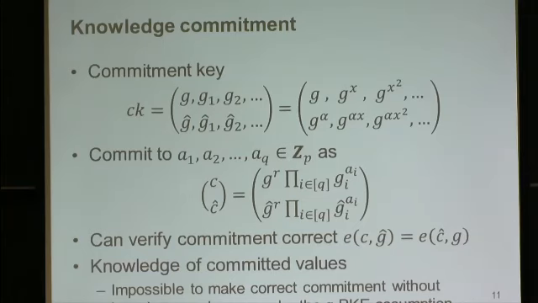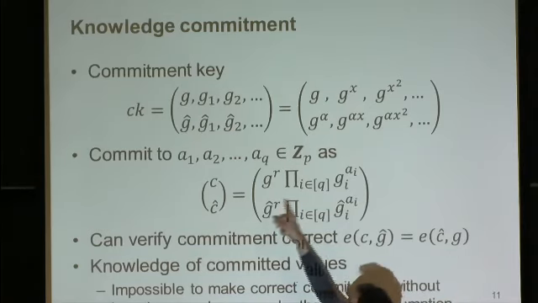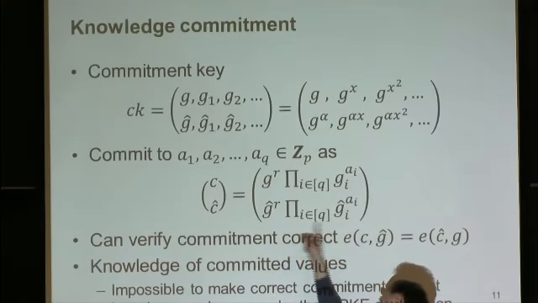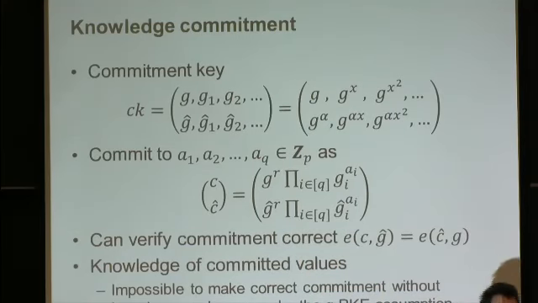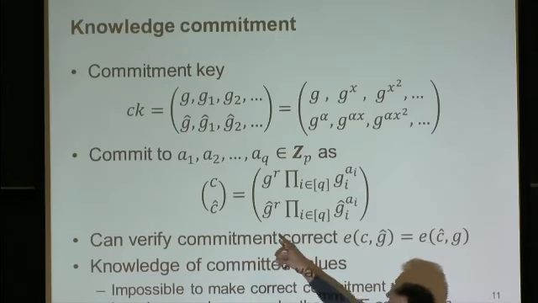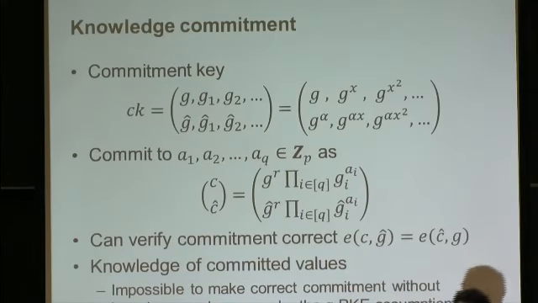So actually what we'll be working with are knowledge commitments. I'll extend the commitment key to also have these g hat values, which are the g's raised to alpha. And what we'll do is the commitment we had before, and then we'll do the same with the hat values. And this is very easy. You can actually use the pairing to verify that this is a correctly generated commitment.